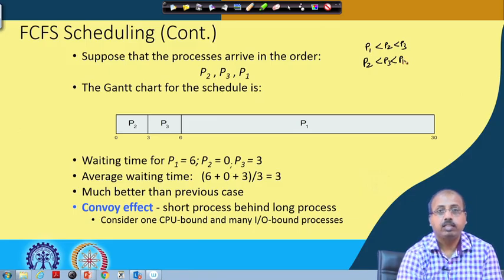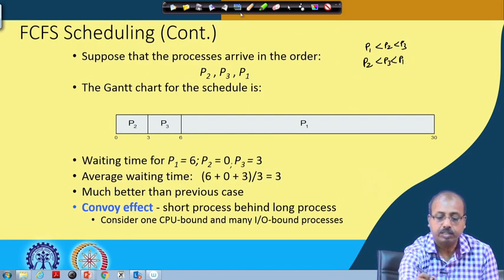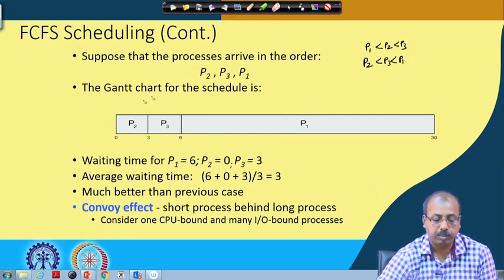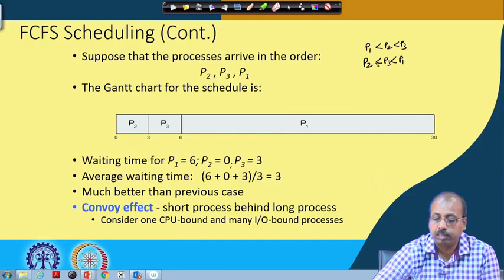So, P1, the largest job, came at the end. Since P2 came first, P2 is taken up for execution. P2 executes for 3 time units, then P3 comes. The next to come was P3. P3 executes for 3 time units and then P1 executes for 24 time units.